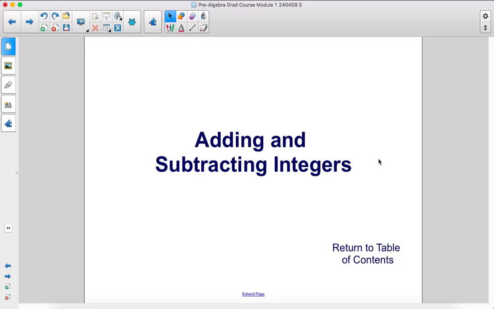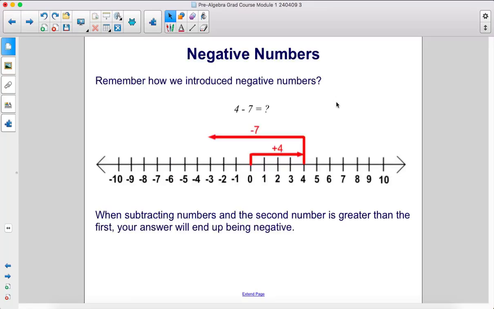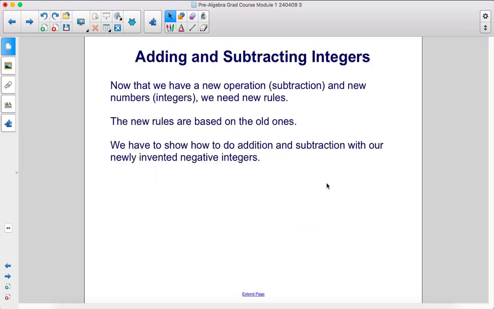Adding and subtracting integers. Remember how we introduced negative numbers? We asked, what's 4 minus 7? When subtracting numbers and the second number is greater than the first, your answer will end up being negative. Now that we have a new operation, subtraction, and new numbers, integers, we need new rules. The new rules are based on the old ones. We have to show how to do addition and subtraction with our newly invented negative integers.